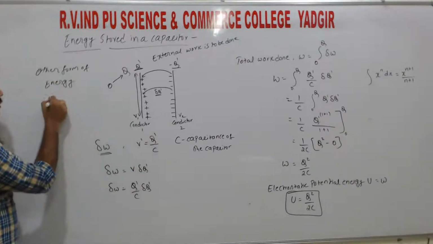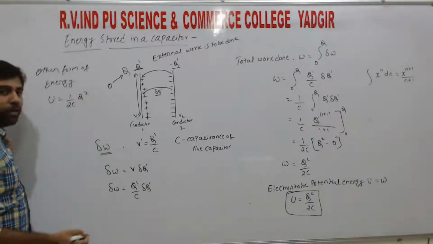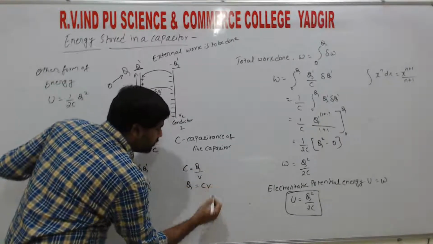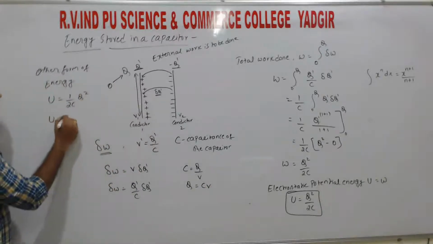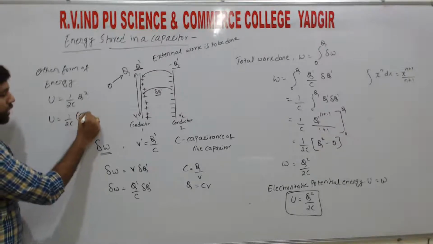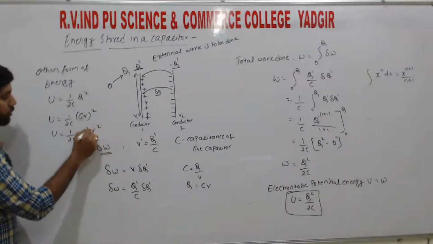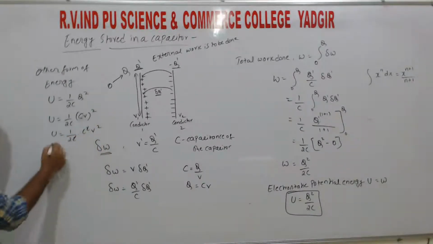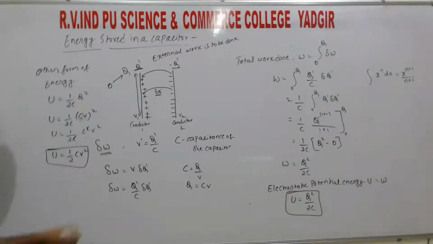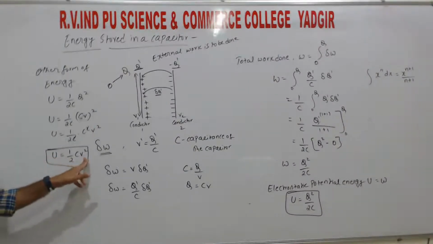so here we can write U is equal to, by the relation, 1 by 2C Q square, right? So we know C is equal to Q divided by V. So Q we can write as CV, right? So substitute here U is equal to 1 by 2C, in place of Q we can write CV whole square, right? So U is equal to 1 by 2C into C square V square. So C gets cancelled. So we get U is equal to 1 by 2 CV square, right? So this one is the other form in terms of capacitance and voltage.